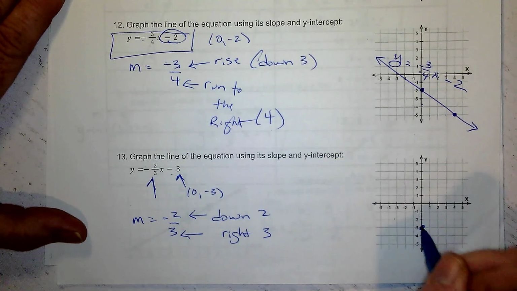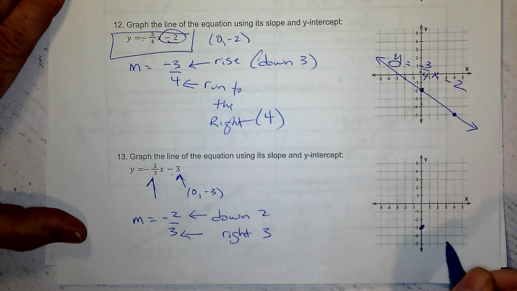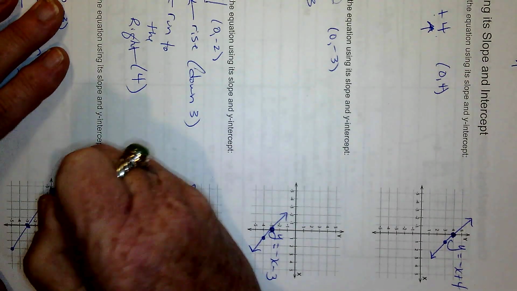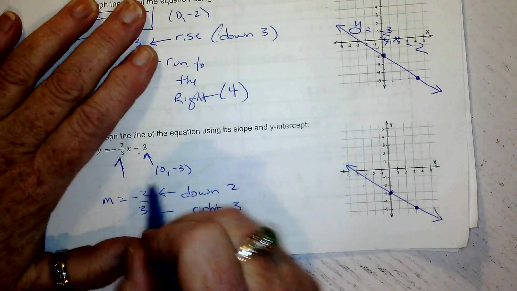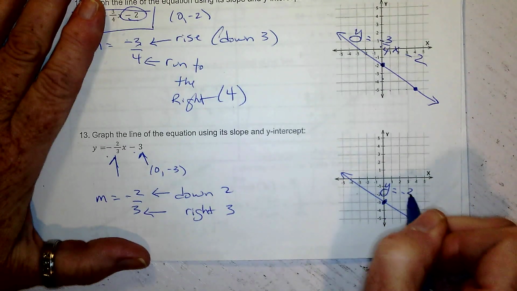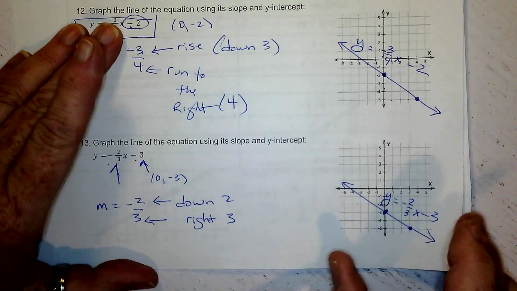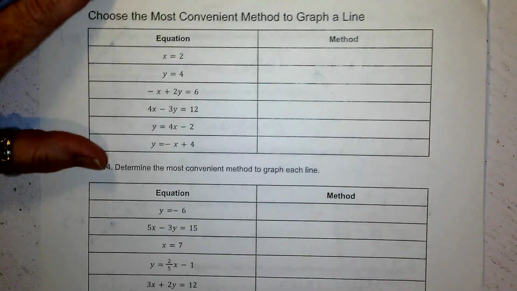So from this point, I'm going to go down 2, and then I'm going to run to the right, 1, 2, 3. Place that second point, draw your line with arrows to show continuity, and then label your line with the original. y equals -2/3 x minus 3. If you have any questions on any of these, please make sure you make note and let me know so we can discuss it, and so you don't have these issues on the exam.